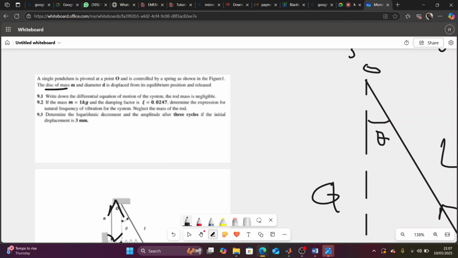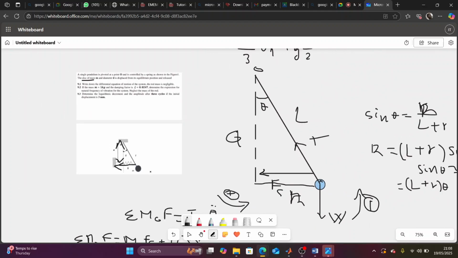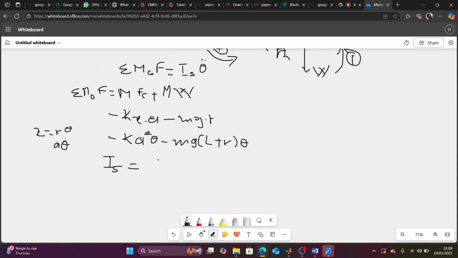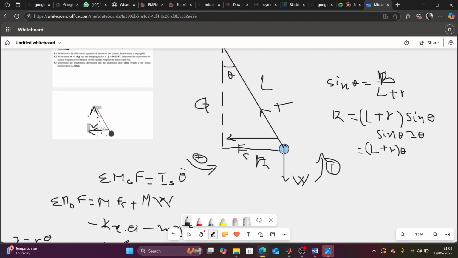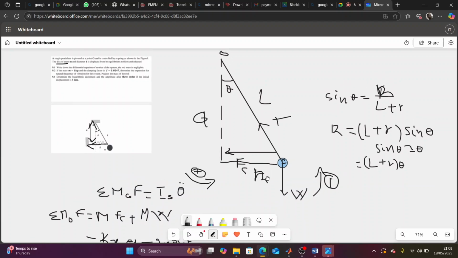Now, here we go. We have to look for the moment of inertia of the disk. What is the moment of inertia of the disk? It is half mass times radius of the disk squared. Now, what is the problem? The disk is located here. The pivot point is here.